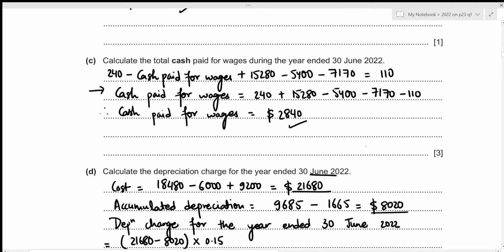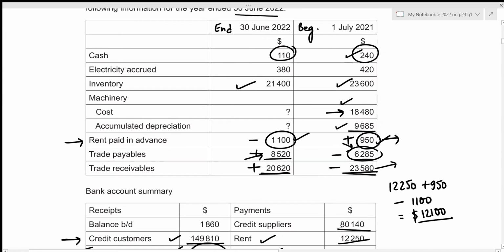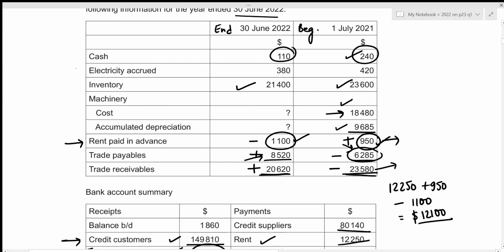All right, then the next overhead that we have is electricity amounting to 3,680. Again, we need to see if there needs to be any sort of adjustment made. And we can see right here that there was electricity accrued. Okay, so let's talk about the beginning date accrual. This is 420, and this is the expense for the year ended 30 June 2021, which had not yet been paid. But this cannot be included as an expense of this year since this actually belongs to the previous year. So we need to exclude this amount. And let's talk about the accrual for this year. This is 380, which is of expenses for this year which had not yet been paid for. So we need to include this.